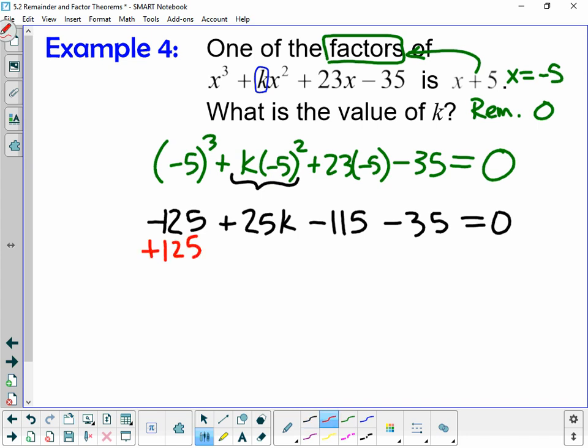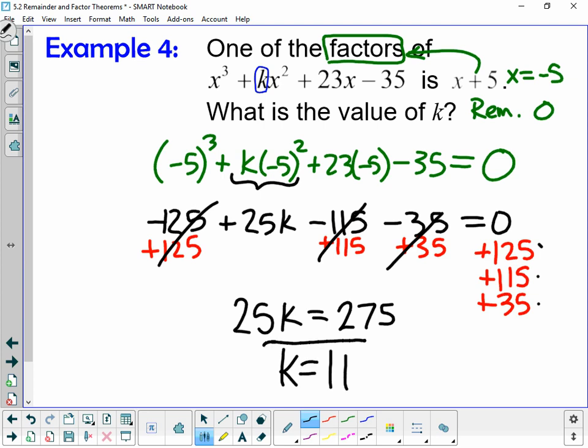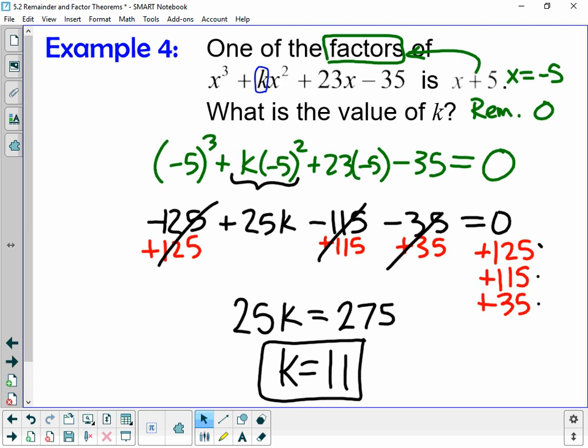So we're trying to work towards getting that k by itself. Add the 125, add the 115, add the 35, and we end up with 25k is equal to 125, 115, and 35 altogether is 275. So if we divide by 25, we find that k is equal to 11.